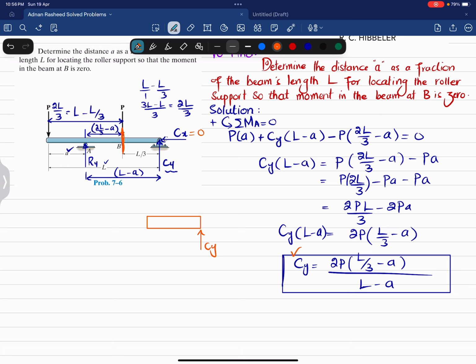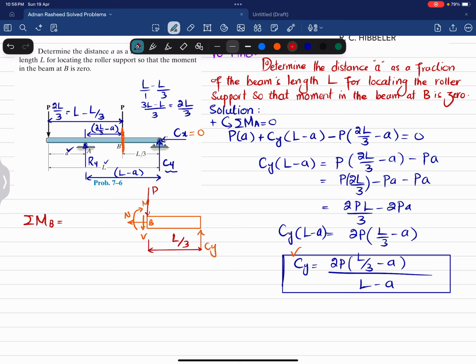So when you cut it, you will have a normal force N, a shear force V, and a moment M at point B. And there is a P force also acting at point B. Okay, the distance from Cy till B is given as L by 3, clear?